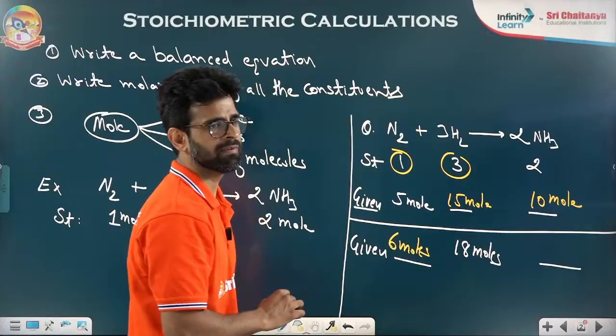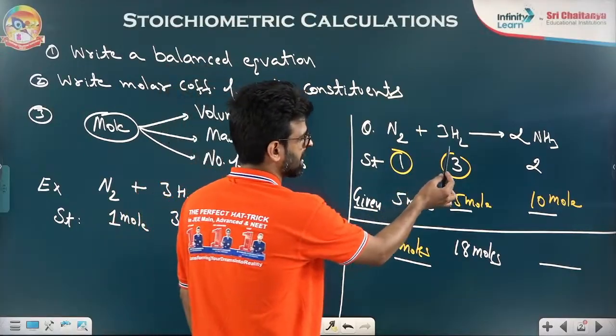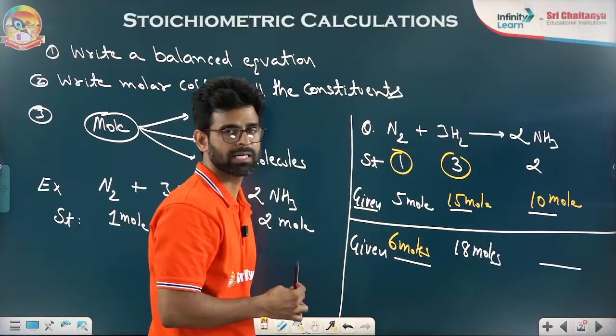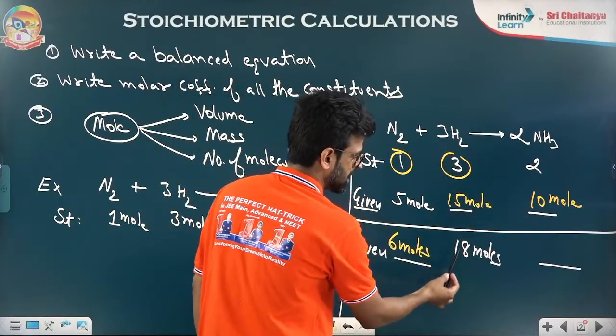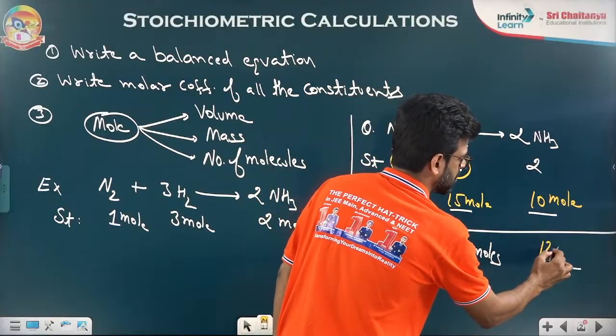Clear? Very good. 3 moles H2 can produce 2 moles ammonia. 3 moles H2 can produce 2 moles ammonia. 18 moles will produce how many? 12 moles.